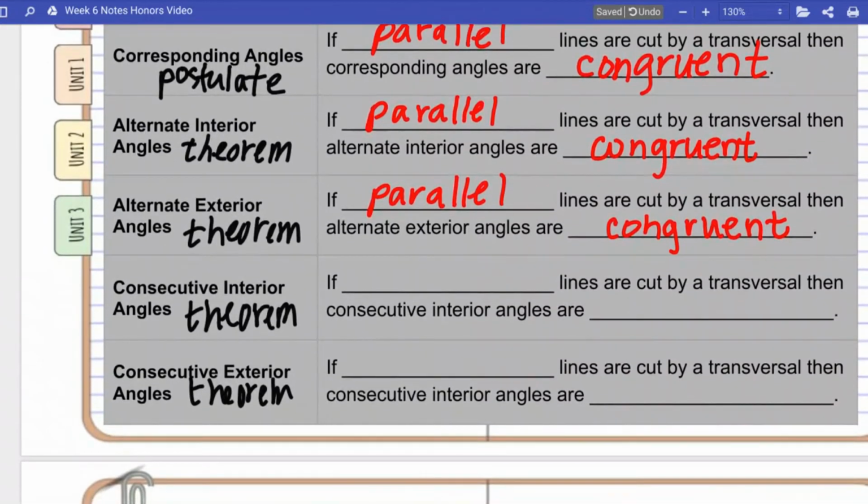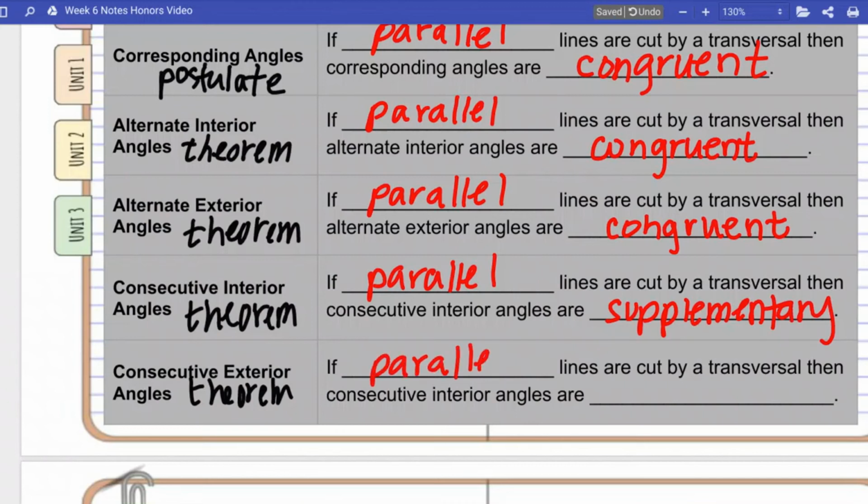And when we did our little exploration, consecutive interior angles, so if the lines are parallel, cut by transversal, consecutive interior angles are going to be, we said supplementary this time. And consecutive exterior angles, if the lines are parallel, consecutive exterior angles will also be supplementary.